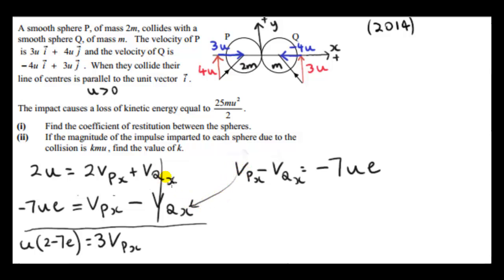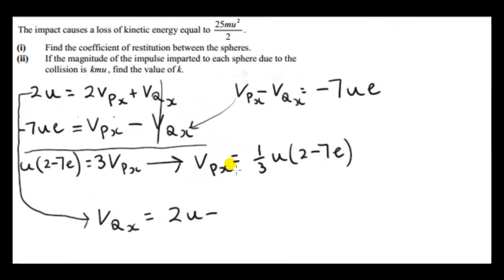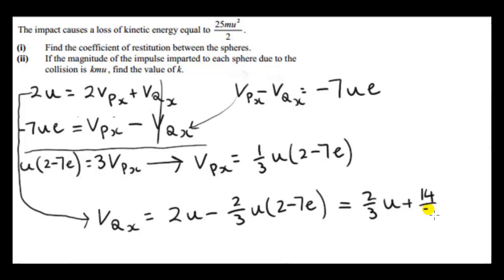So we can write this equation under the first equation and simply add both sides because the VQX's disappear, and we can get VPX. Okay, next we need VQX, so I'm taking this top equation and making VQX the subject, so it's 2u minus twice VPX. So here we have 2u minus 4/3 u. That's 2 minus 1 1/3, that's 2/3 u. Then minus 2/3 by minus 7 is plus 14 over 3 ue. We can factorize 2/3 u out of this, so for this term we need to have 7 ue.